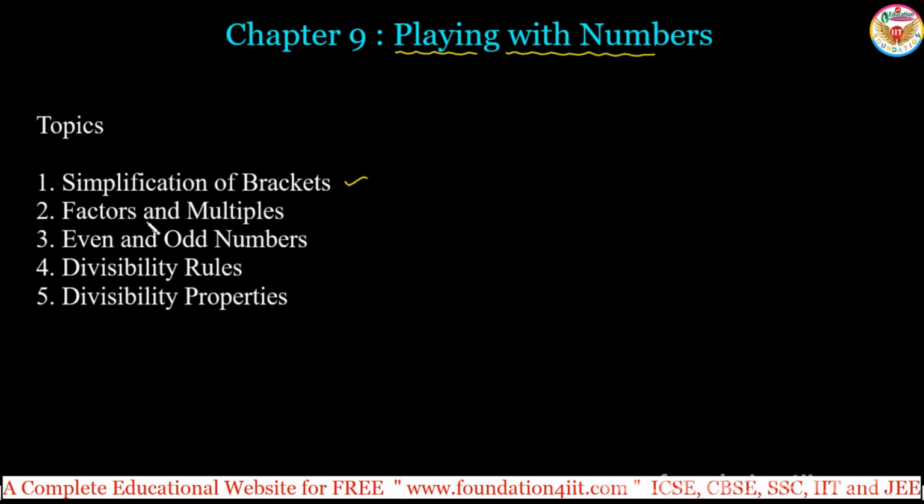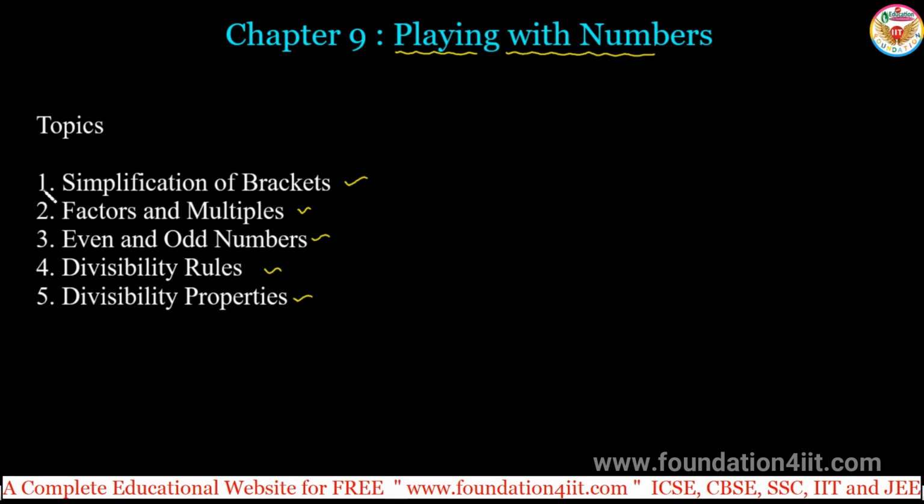Then the factors and multiples concept, even and odd numbers, especially the divisibility rules and divisibility properties. Rules are different and properties are different, including these factors, multiples and even and odd numbers. So these are the concepts. Let me explain one by one.